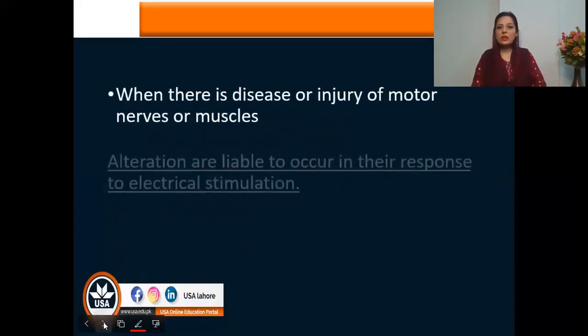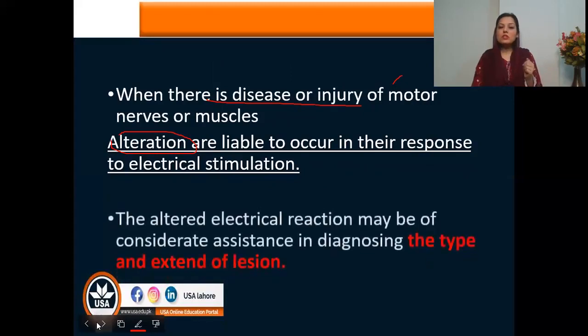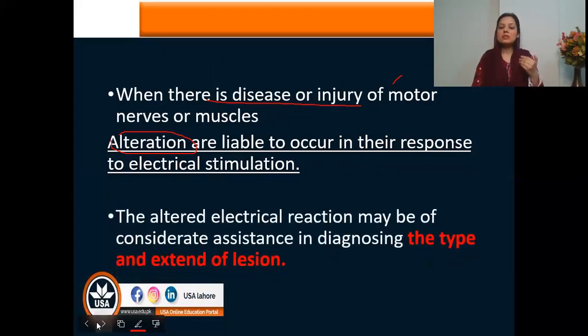Let me tell you, whenever there is a disease or an injury of the motor nerves or muscles, alterations are liable to occur. Obviously, there will be an altered response whenever there is any injury or issue. The altered electrical reaction may be considered an aid in diagnosing the type and extent of the injury. By using electrical current we get a response, and that response helps us diagnose the type and the extent of the lesion.